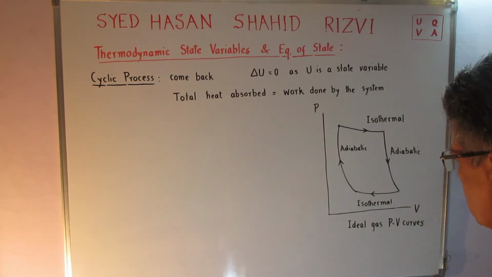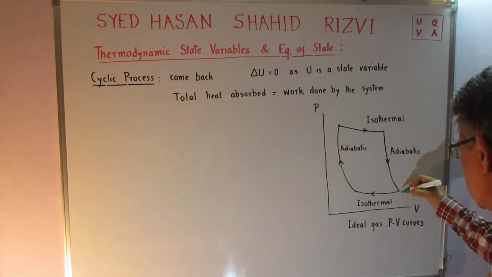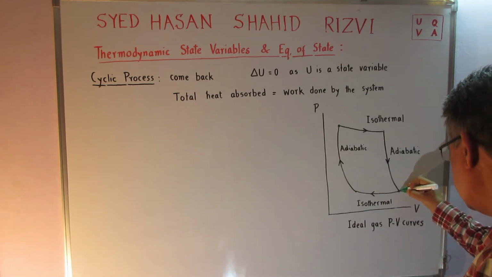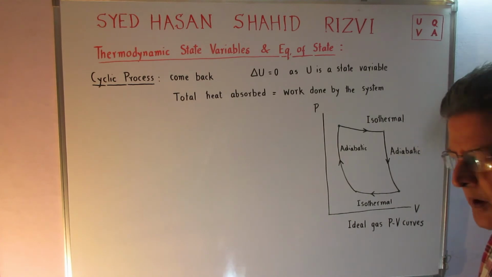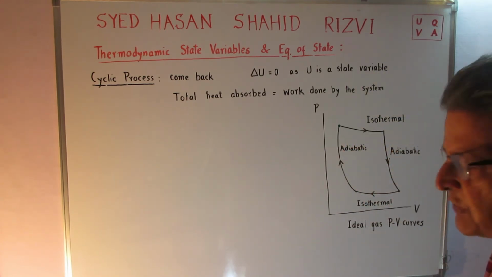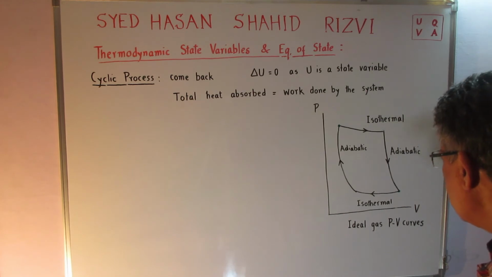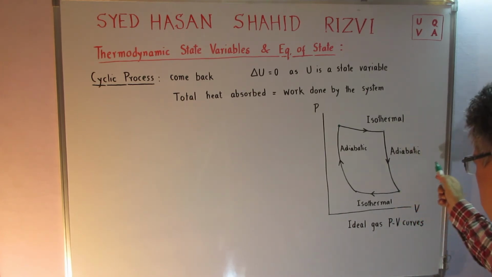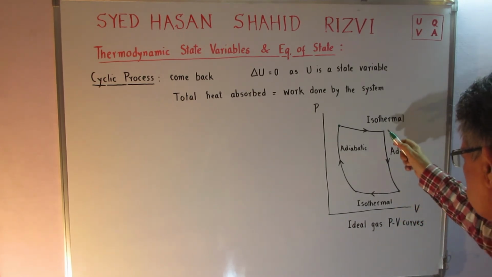Then in the next process, we come here through an adiabatic process. In the adiabatic process, you can see, the isothermal process has to take place slowly. There is an amount of suddenness in the adiabatic process which is happening over here.